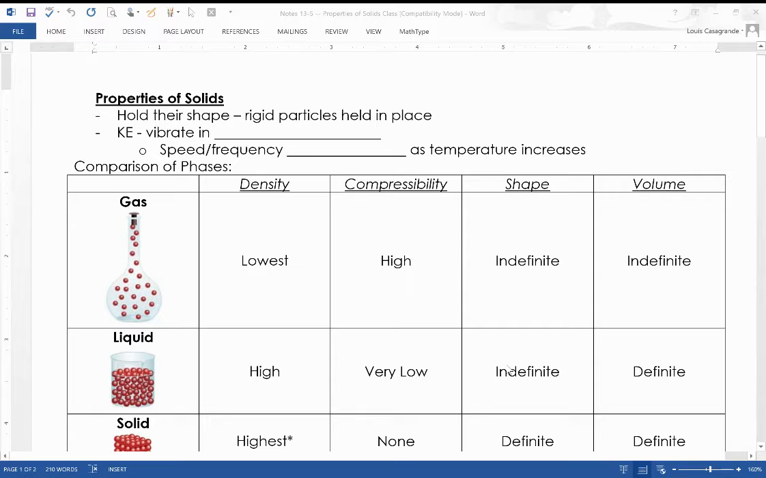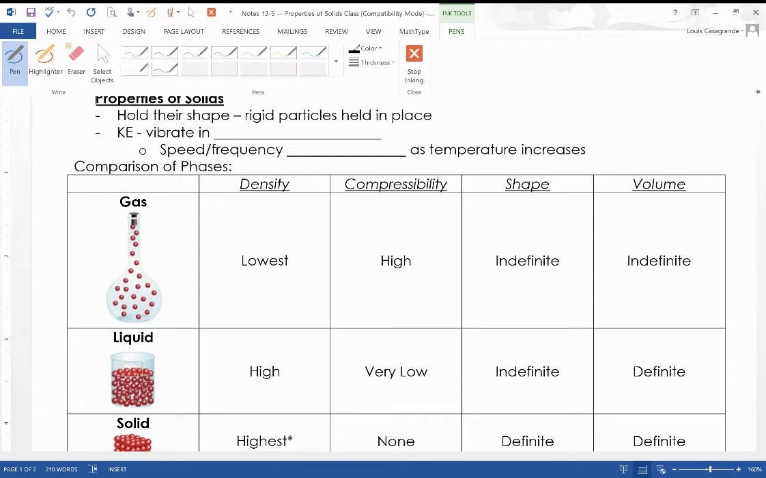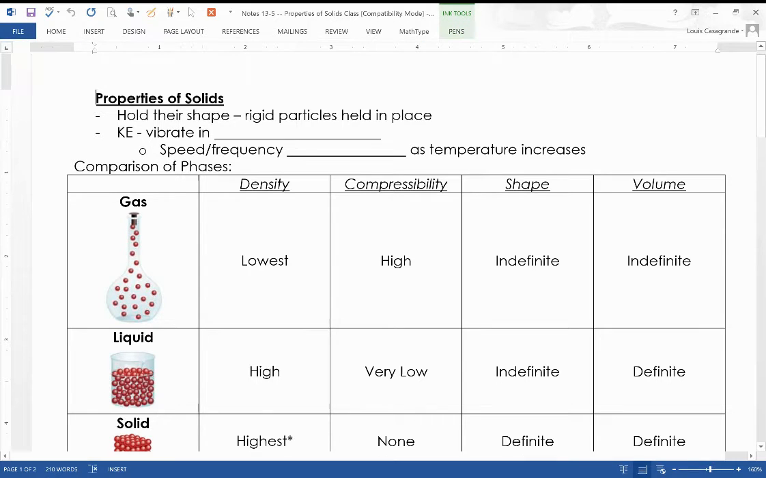They basically just sit there because, as we've said, you've probably heard this before in other classes, solids hold their shape. They keep the shape of their container, and that's because they are rigid particles that are held in place, and they're held in place by either the IMFs or other forces. And we'll talk about the other forces. We'll talk about the types of forces when we talk about the types of solids in a few minutes.